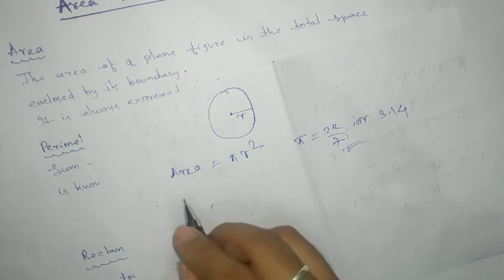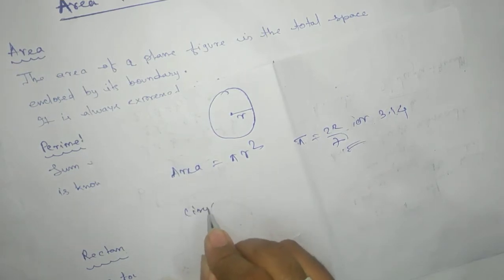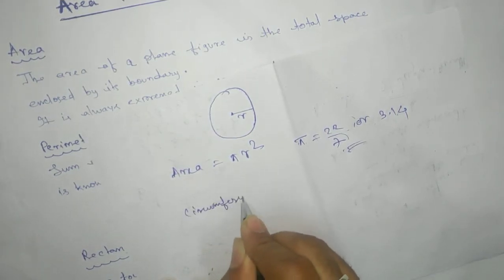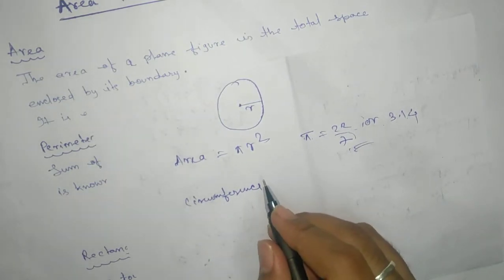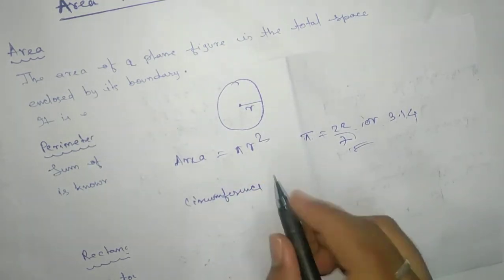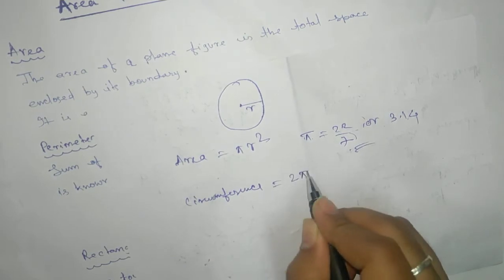Okay, next, circumference. Already we know the term circumference. Let's recapitulate that one. Circumference means perimeter of the circle. There's a formula, that is 2 pi r.